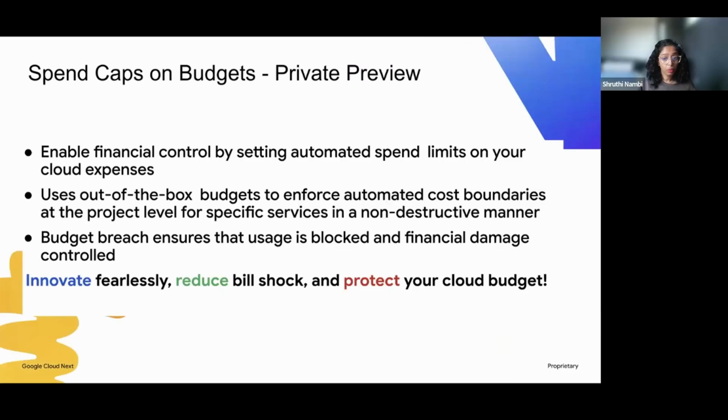And to solve for this, we are launching spend caps on Google Cloud budgets. Following a recent launch of spend caps for the Gemini API in AI Studio, we are bringing the same native protection to the broader platform with spend caps for Google Cloud budgets, where we will shift from reactive alerting to proactive automated enforcement on the Cloud Budgets tool that you're already using today. With a single click, you can now put a cost boundary around unpredictable AI traffic, stopping runaway spend in its tracks without deleting resources or impacting your underlying infrastructure.